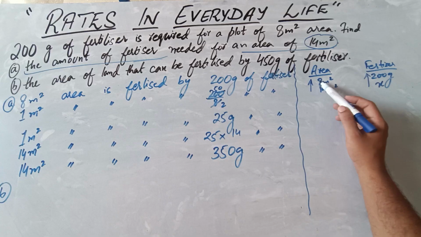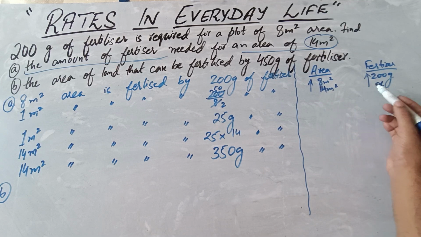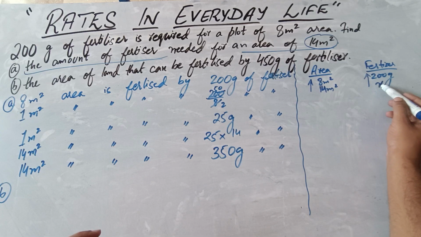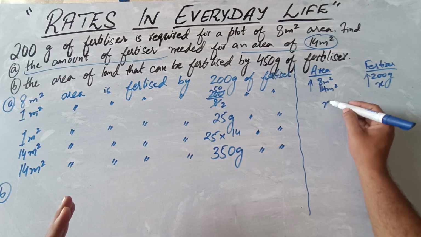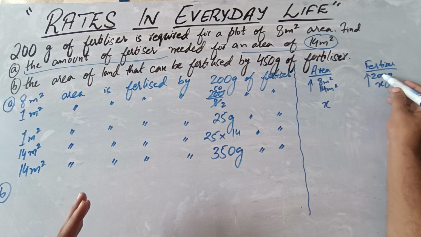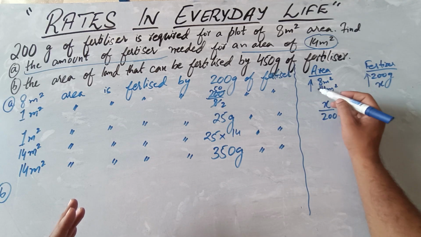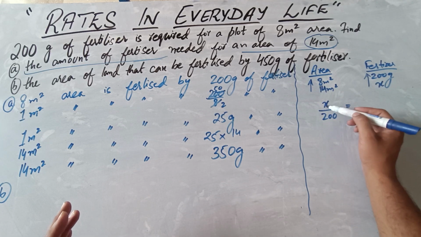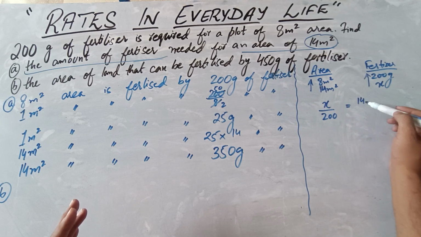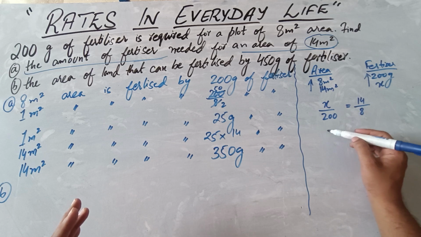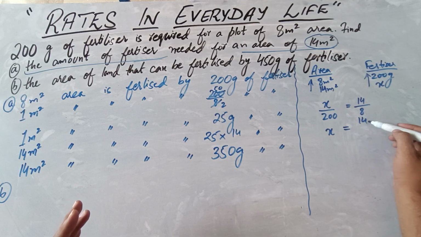Why is it direct? Because for less area, less fertilizer is required; for more area, more fertilizer is required. Now try to keep your unknown quantity on the left side at the top. So if I am writing X upon 200 is equal to, so in front of X, if the tail side is at the top, then after the equal sign I will put the tail side at the top, 40 upon 8.